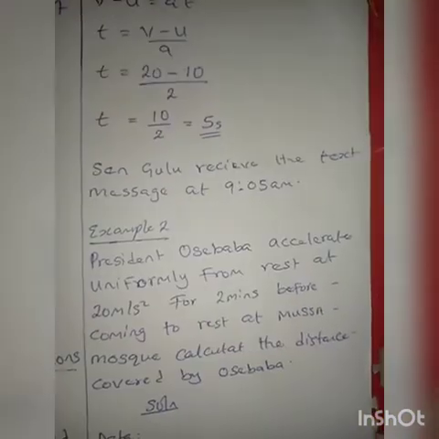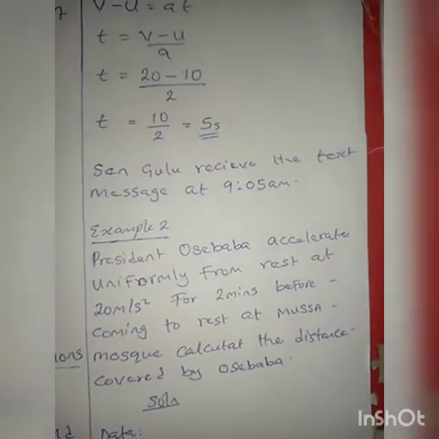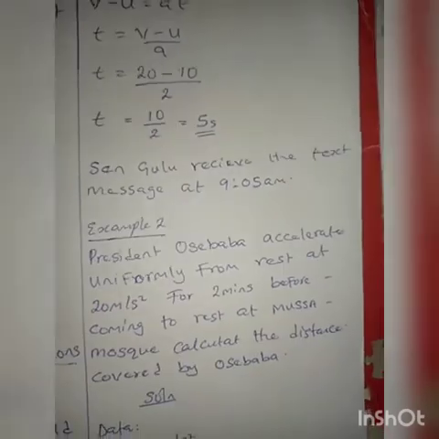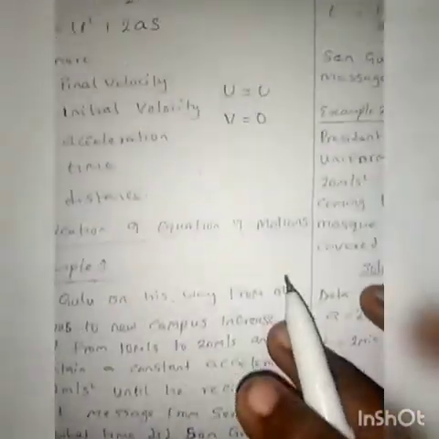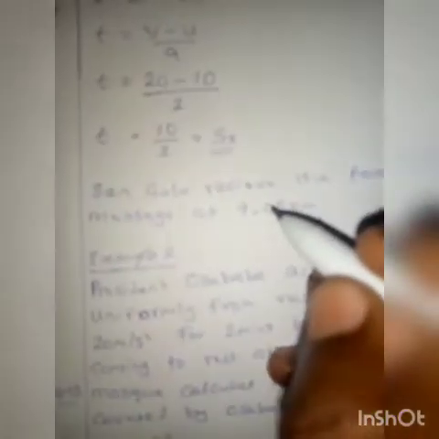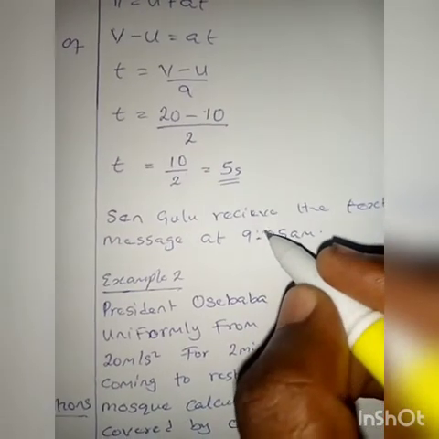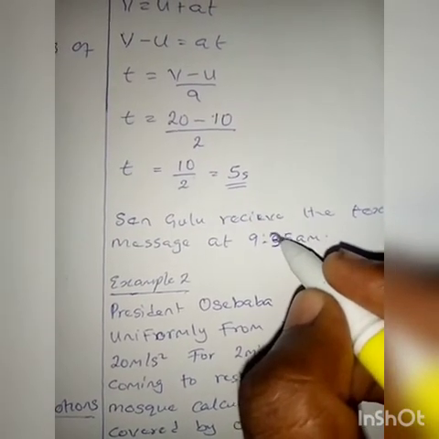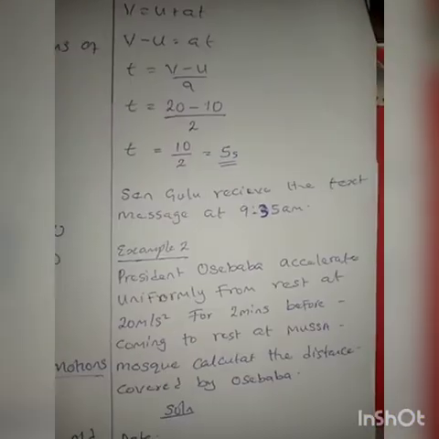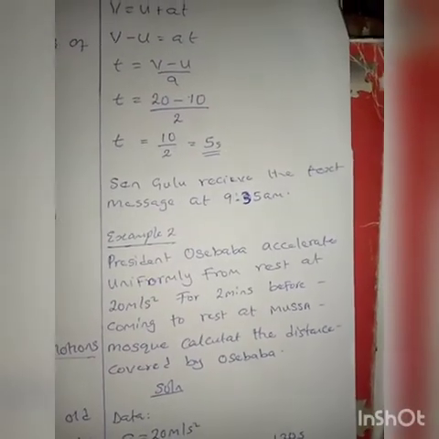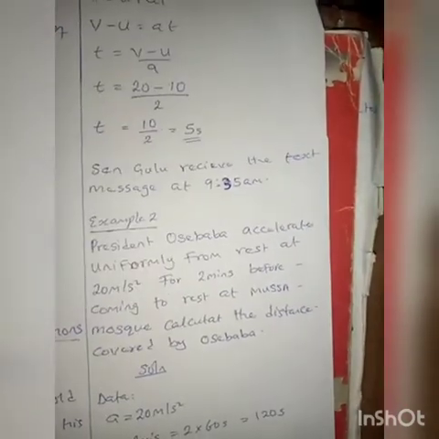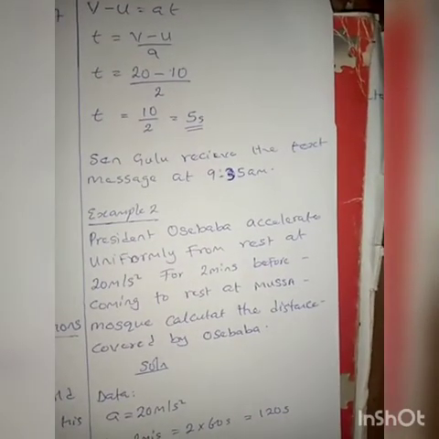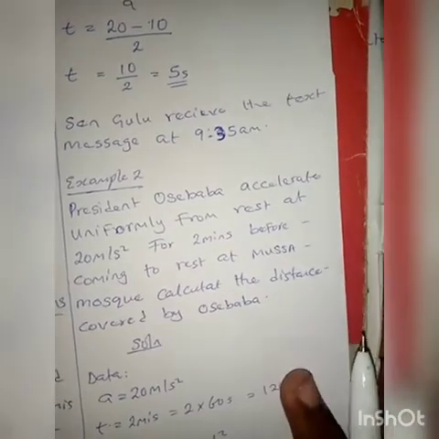So it was 5 seconds after he left Old Campus that he received the text message. So he left Old Campus at what time? 9:30 a.m. If you add 5 minutes to 9:30, it will be what? 9:35. So Senator Gulu received the text message at 9:35 a.m., since it was 5 minutes after he left Old Campus, and he left Old Campus around 9:30. Therefore, he received a text message from Senator Mekudi at what? 9:35 a.m.